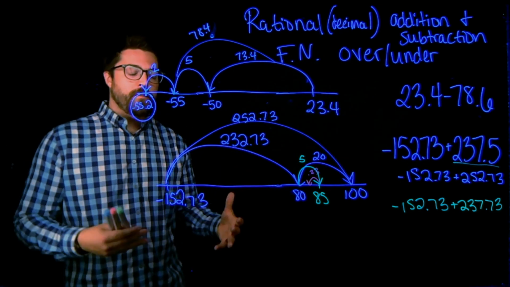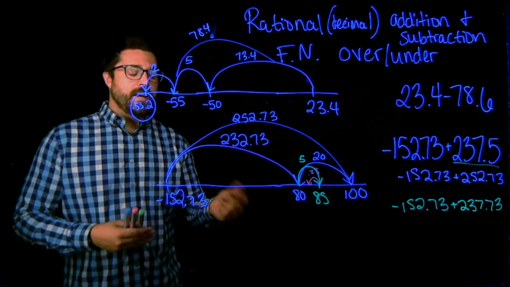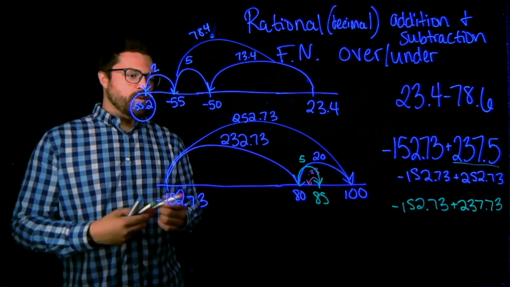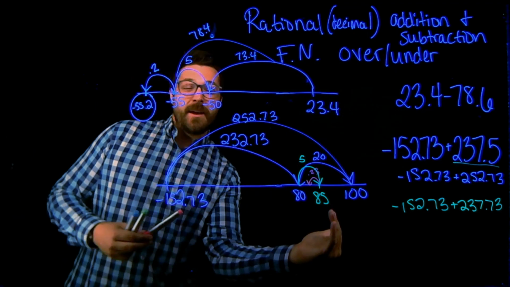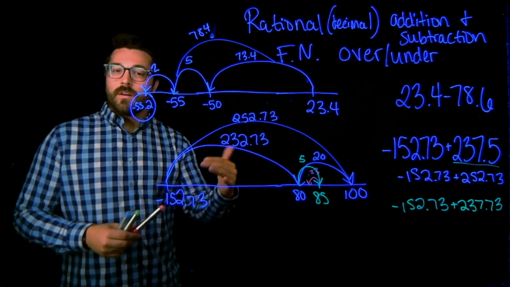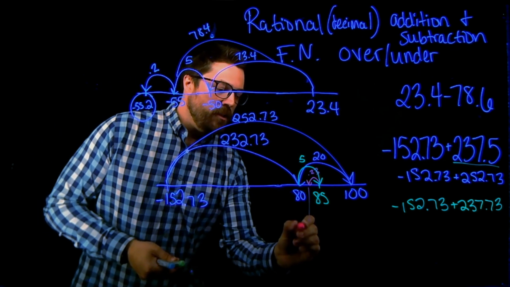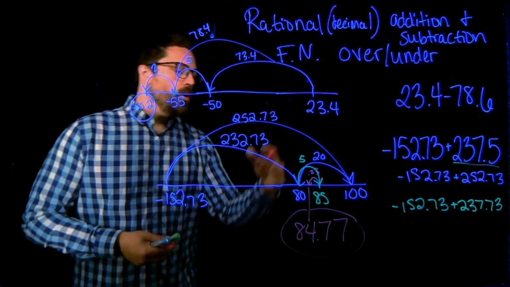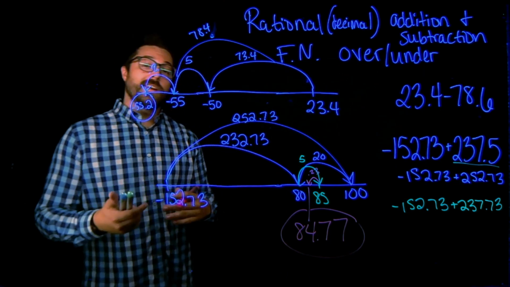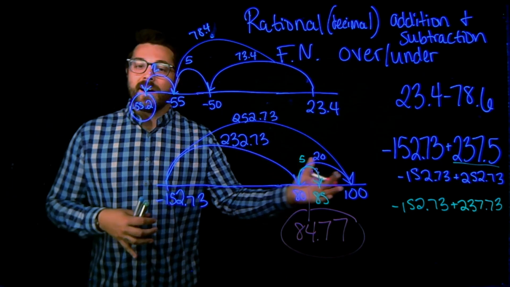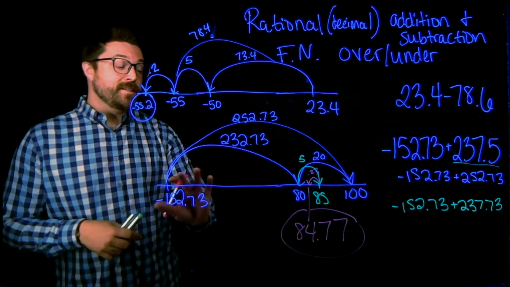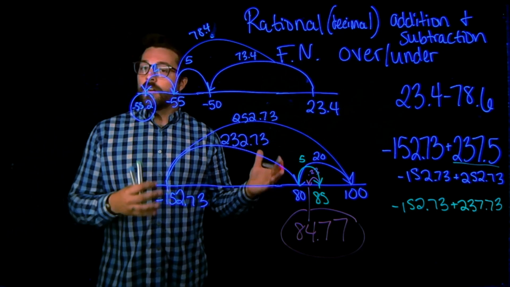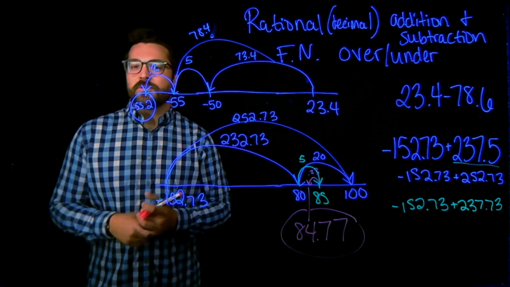I'm very fluent with my pairs to 100. When I see 23, I sort of immediately think 77. I know 23 and 77 are pairs to 100, and that helps because since I'm backing up 0.23 from 85, I know this is going to be 84.77. So negative 152.73 plus 237.5 is 84.77, and that is the friendly number over under strategy for addition and subtraction with rational numbers.